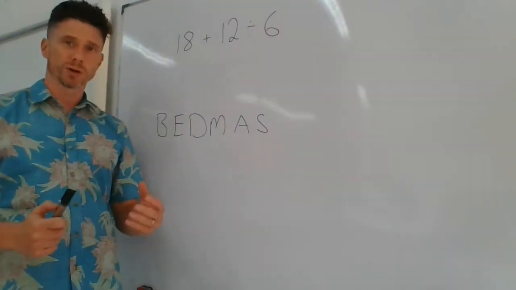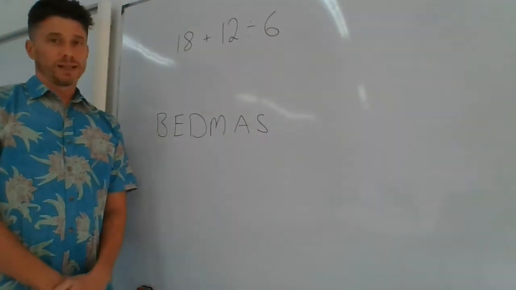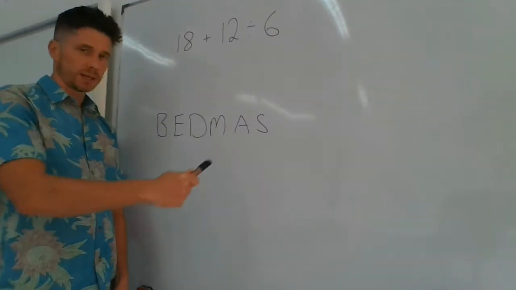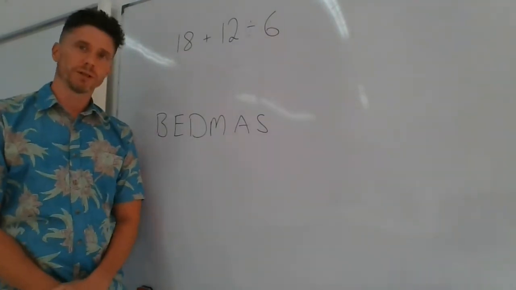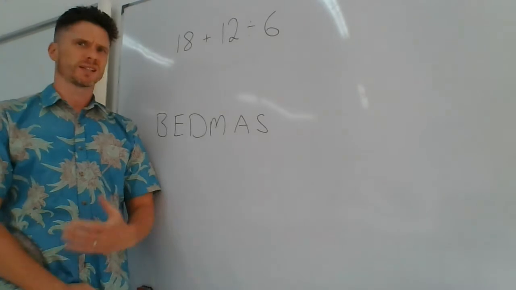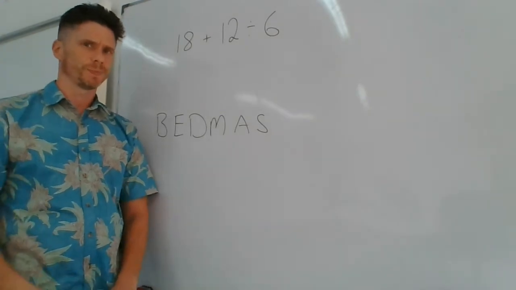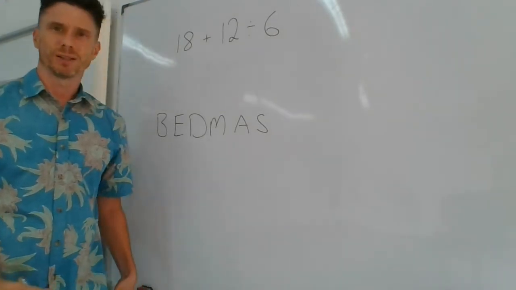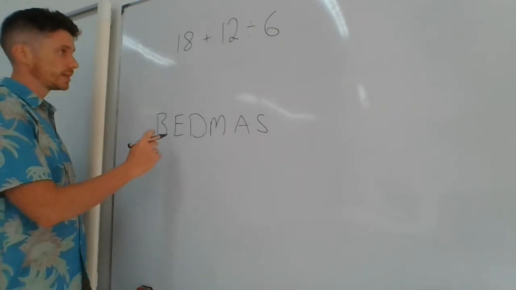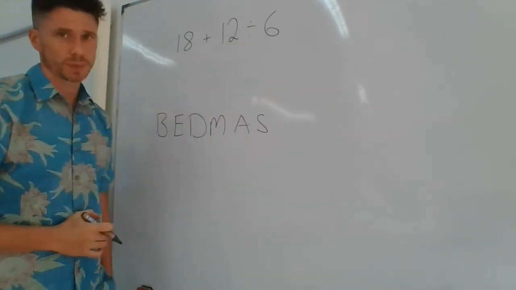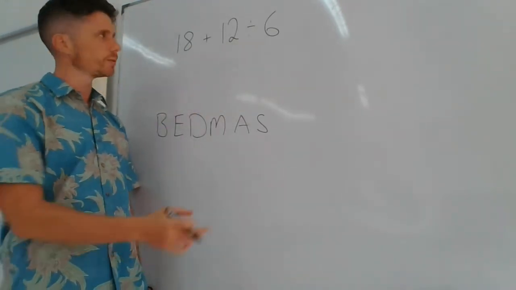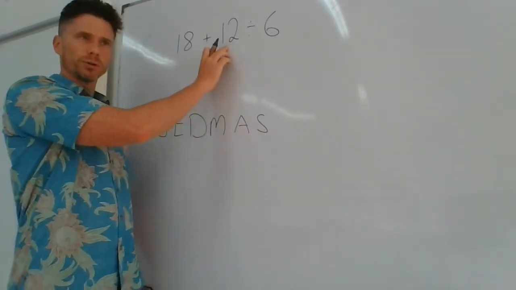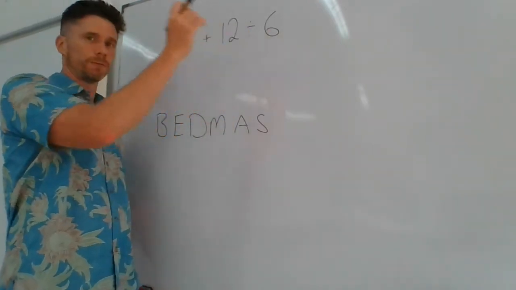We're going to talk about order of operations, sometimes called BEDMAS. So you may have seen this last year in Year 6, where we decide what order to do maths in. We can't just do it any way we want. For instance, this particular problem. Which do I do first? Do I add 18 and 12, or do I divide 12 by 6?